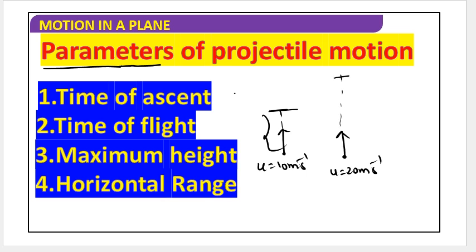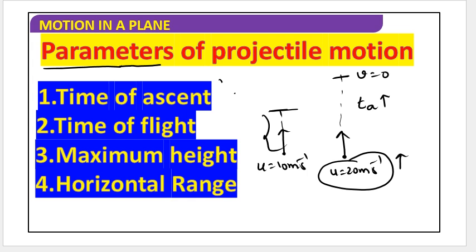but see here, in which case the time of ascent is more. In the second case, the time of ascent is more. That means if initial vertical velocity is greater, time of ascent is also greater. Similarly, time of flight is also greater. Similarly, maximum height is also greater.